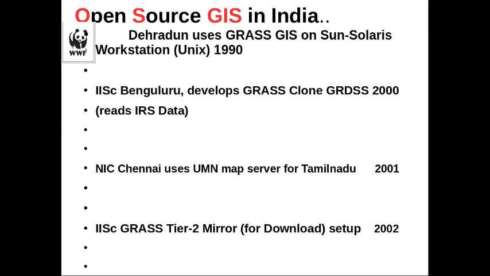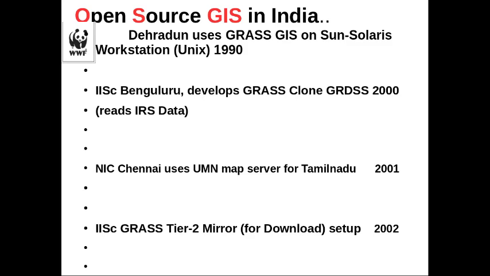Open source GIS in India. Here an attempt is made to see historically what has happened. Dehradun used GRASS GIS on Sun Solaris workstation in 1990. My good friend, Dr. Narendra Prasad, a resource person who has in fact made this very conference or webinar training possible, used it in the Wildlife Institute, Dehradun, back in 1990. The Indian Institute of Science, Bengaluru, has developed a clone of GRASS to read Indian resource satellite data, IRS.